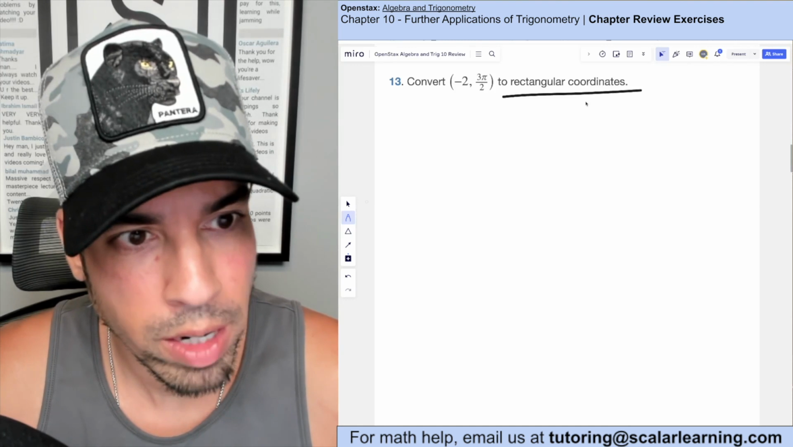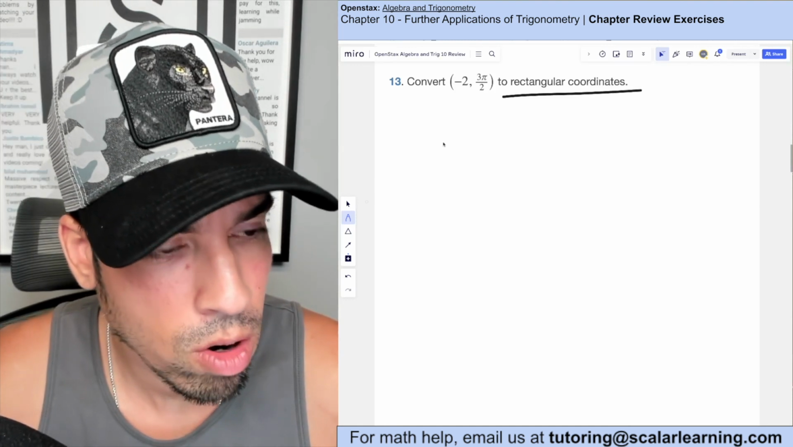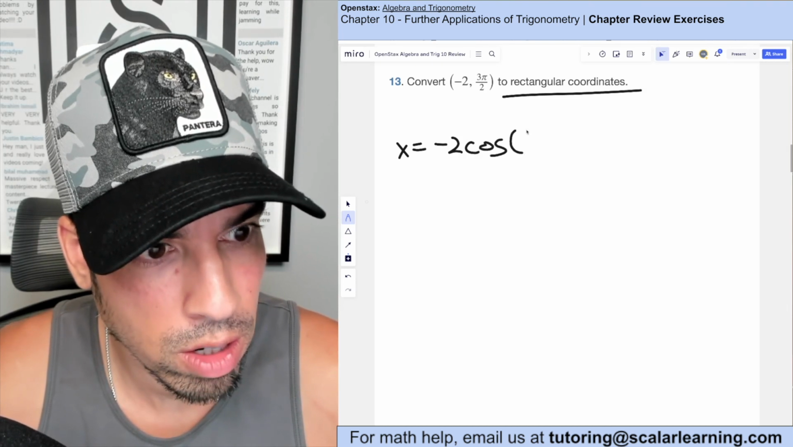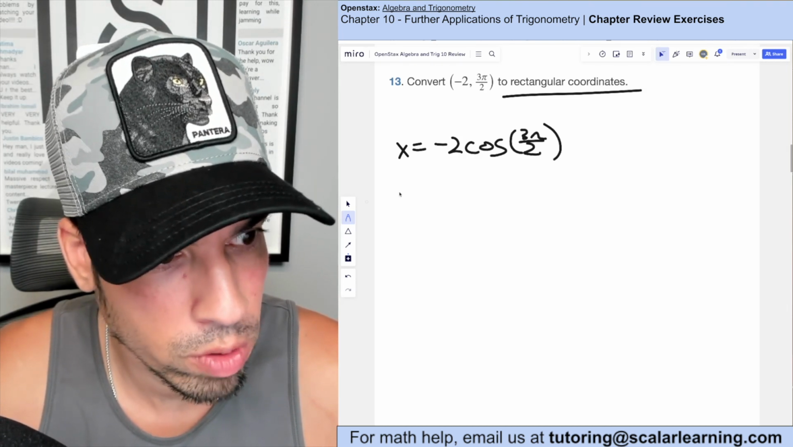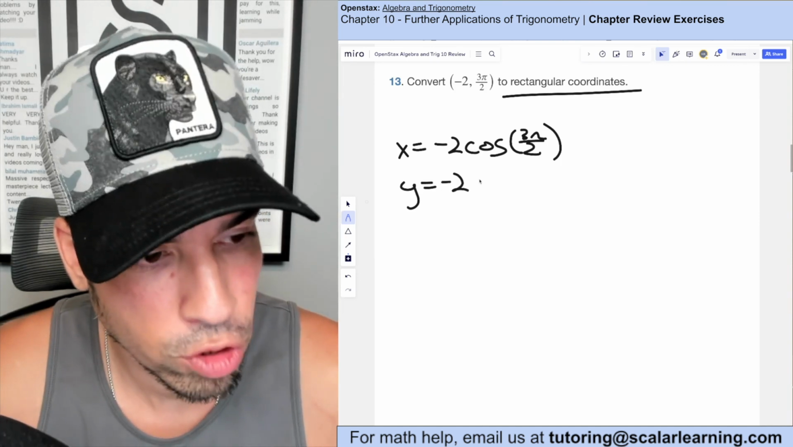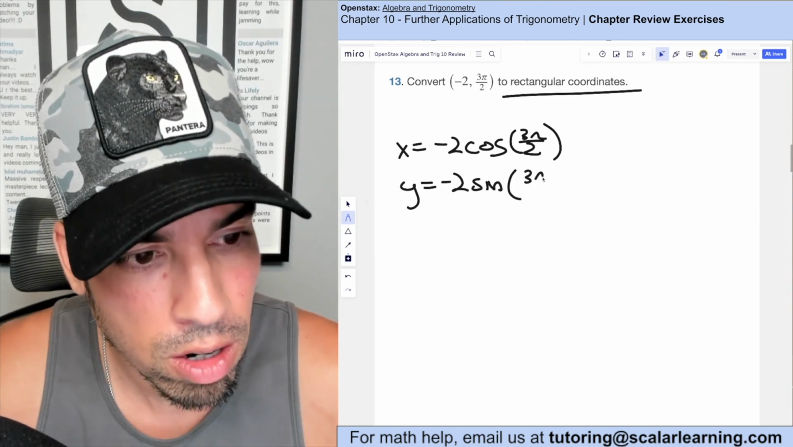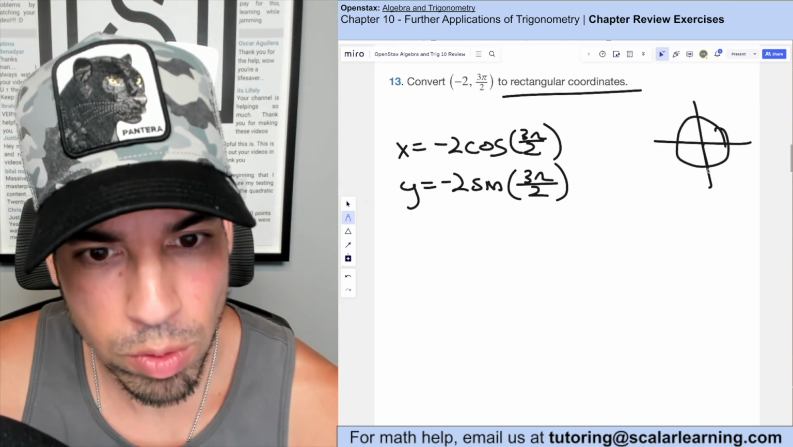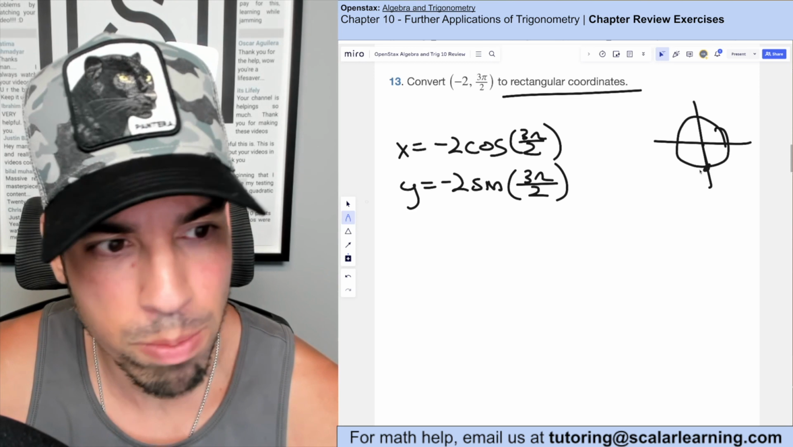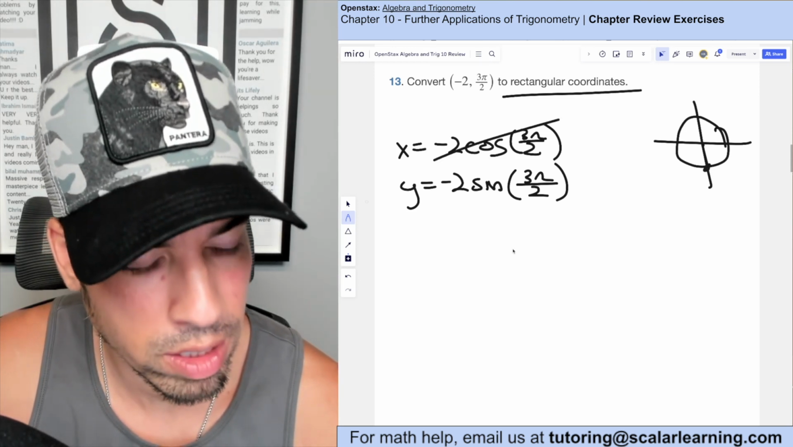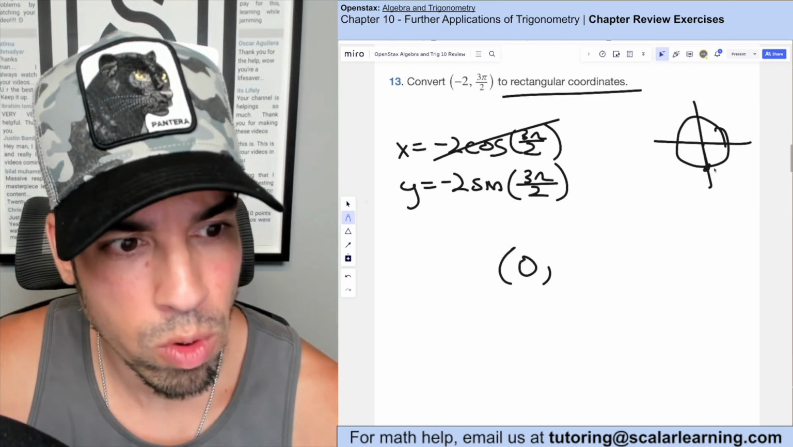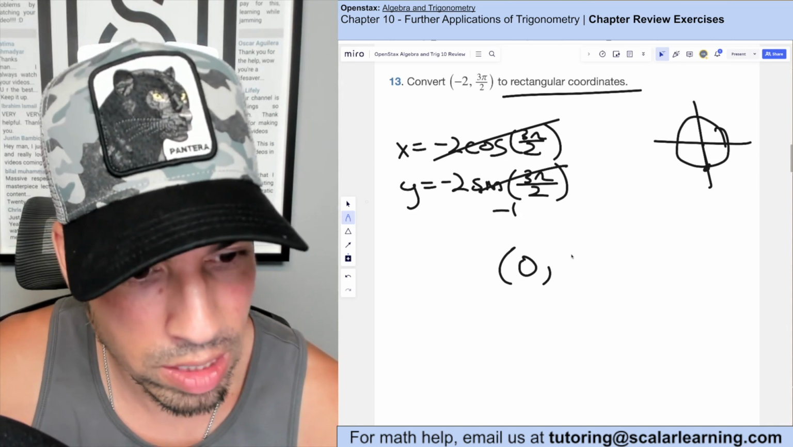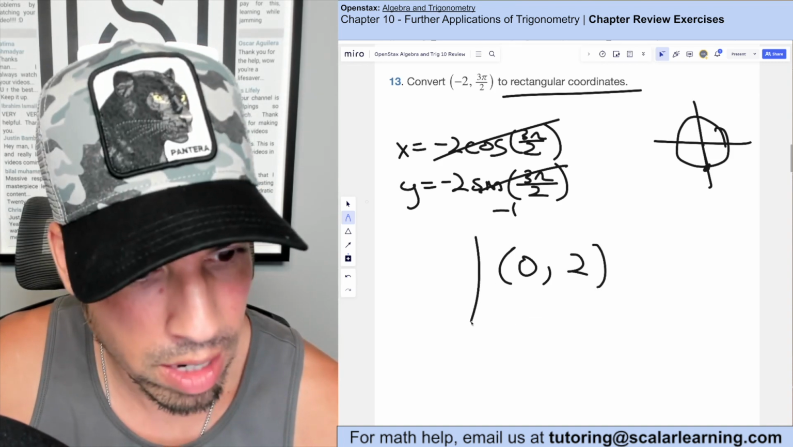To convert this to regular coordinates, the formula is to take that r value, negative 2, to get the x and multiply it by cosine of the theta value, 3 pi over 2. And then to get the y value, it's negative 2, but instead times sine of that same value. And if we look at the unit circle, right, 3 pi over 2 is right here. Cosine of 3 pi over 2 is 0. So the x-coordinate is going to be 0. And for sine of 3 pi over 2, that's going to be -1. So -2 times -1 is +2. So that would be the rectangular coordinate.